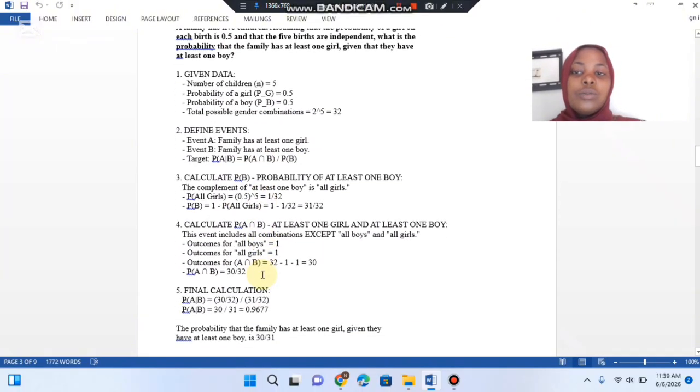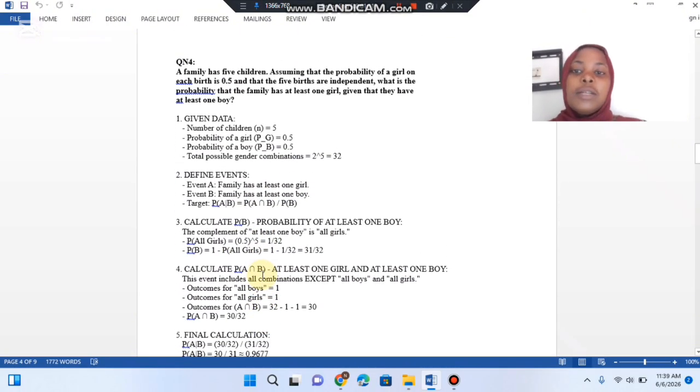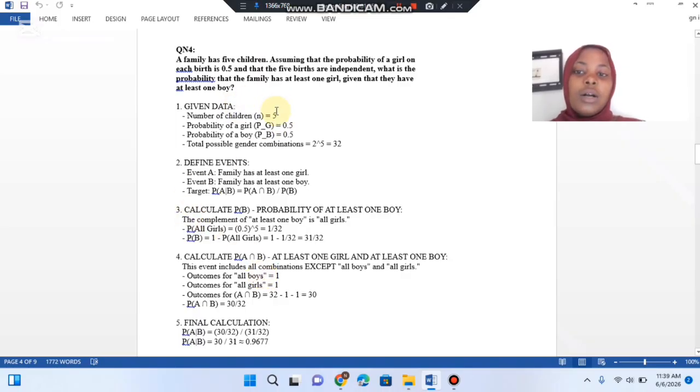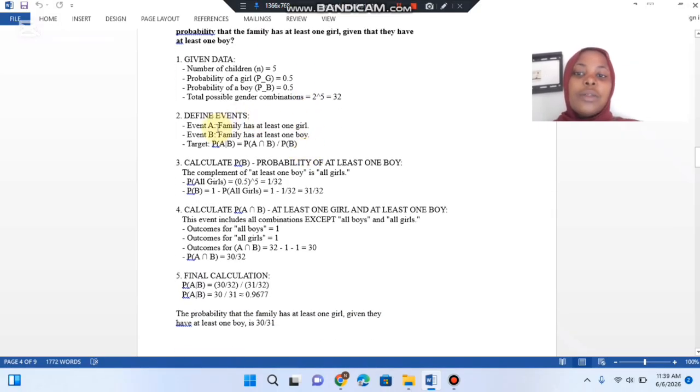So we can go through the next question, question 4. A family has 5 children. Assuming that the probability of a girl on each birth is 0.5 and the 5 births are independent, what is the probability that the family has at least one girl, given that they have at least one boy? So here, as you can see, the number of children is 5, and the probability of a girl is 0.5. Then we get the total possible gender combinations, which is 2 power 5, which is 32. Then we define the event. Event A: a family has at least one girl. Event B: a family has at least one boy. Our target in the question is this one.